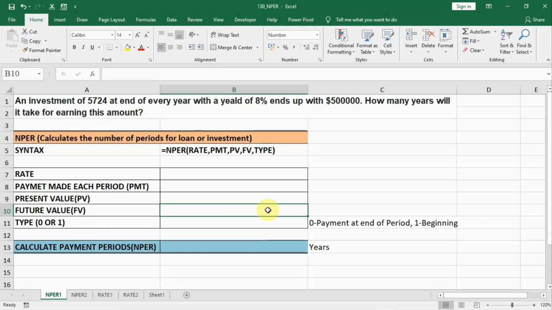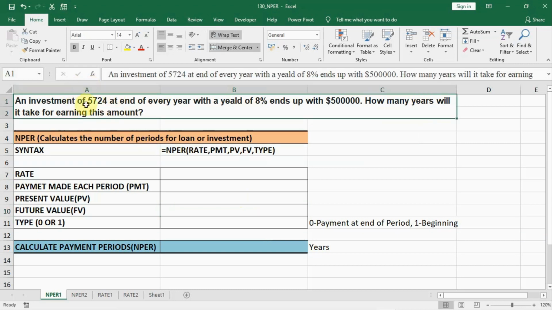Here in our example we said there is an investment of 5724 every year and the interest rate is 8%. So how much time will it take for this amount to accumulate to 500,000? Let us try it out.